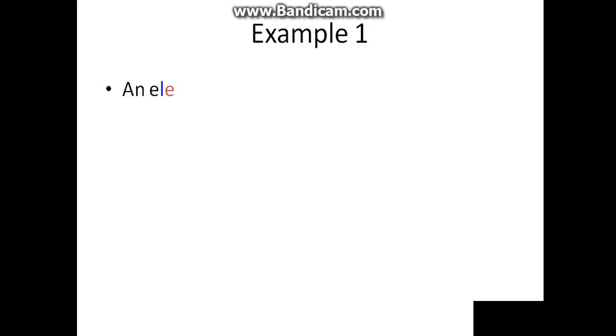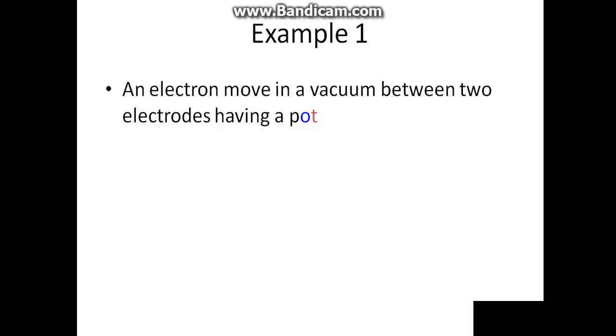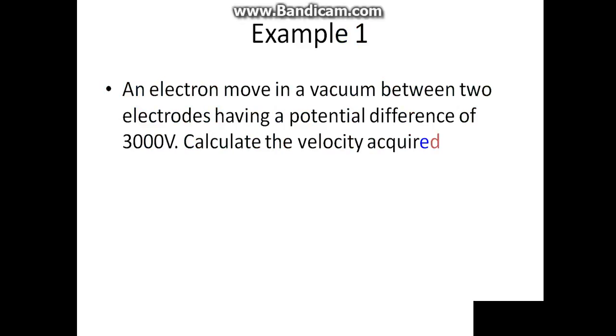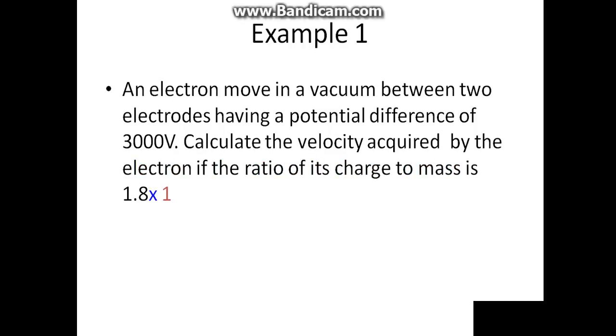Example 1. An electron moves in a vacuum between two electrodes having a potential difference of 3000 volts. Calculate the velocity acquired by the electron if the ratio of its charge to mass is 1.8 times 10 raised to the power 11 coulomb per kilogram.